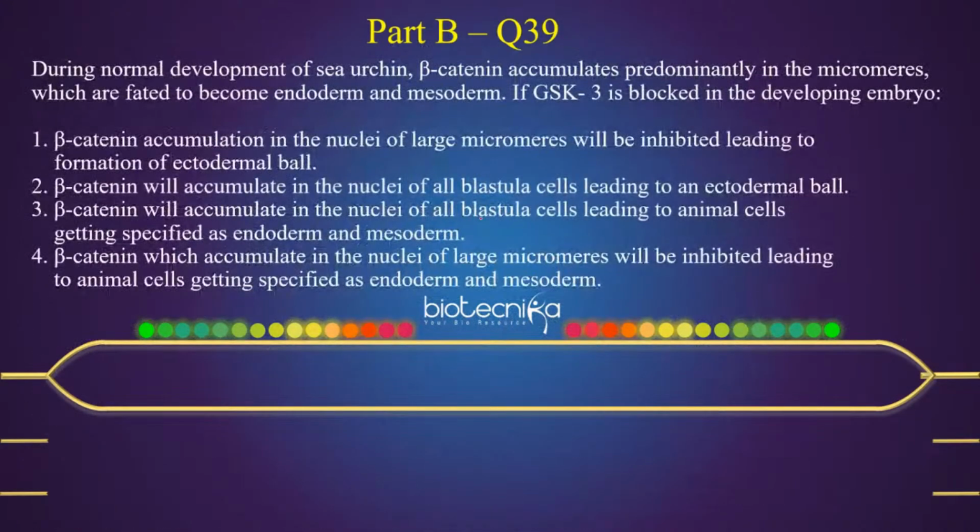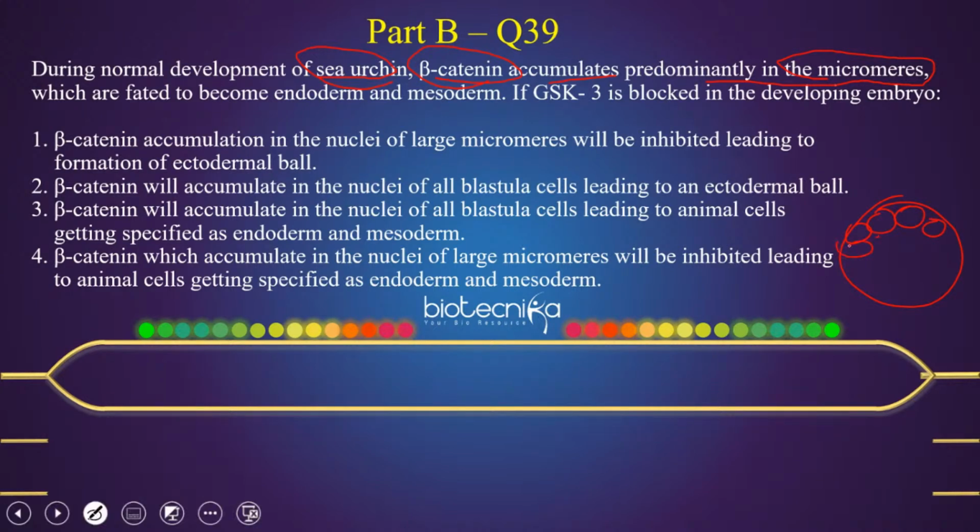Next question from part B. This is about development of sea urchin based on beta catenin accumulation. So they are saying that beta catenin is predominantly expressed in the micromeres. You know that in the sea urchin, you have several types of cells. You have some mesomere cells at the animal side. Then you have some big cells, those are the macromeres. And then you have some very small cells, which are the micromeres. So there are different tiers of cells. Tiers means layers of cells.